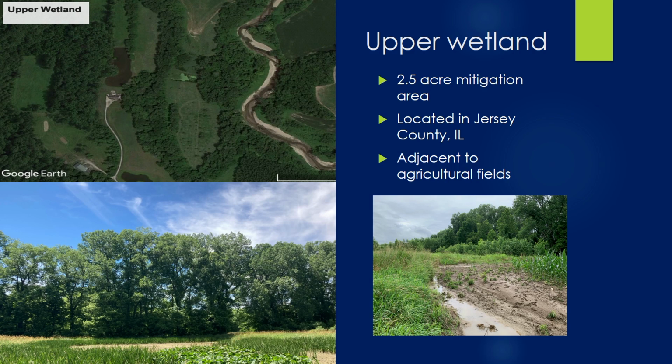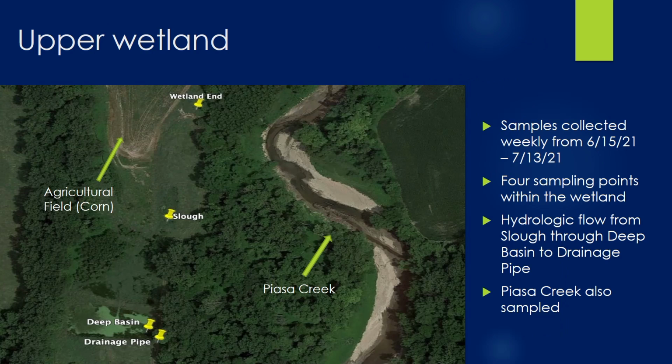The first wetland, as Annette spoke about earlier, is the upper wetland, which is about 2.5 acres. It's located in Jersey County, Illinois, and it's adjacent to agricultural fields as well as Piasa Creek. In this photograph, you can see the sampling locations from which I sampled over the course of the summer, denoted by those yellow pins. And the agricultural field and Piasa Creek are indicated by those green arrows, so you can see they are very close to this wetland.